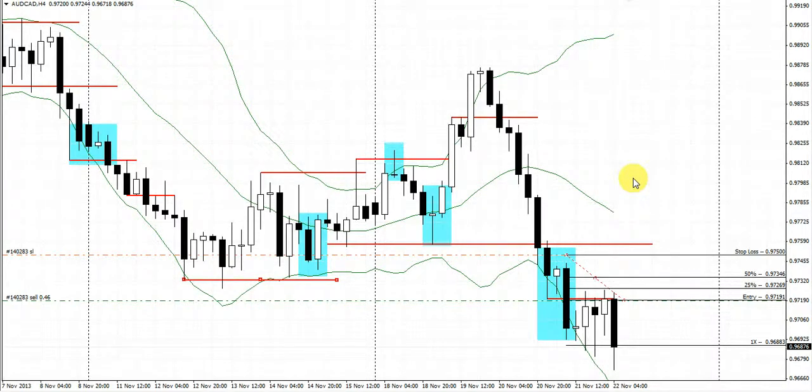Welcome Forex traders. We are looking at the AUDCAD 4-hour time frame here today, which I have just entered the market to the short side based on the horseshoe break pattern that appeared right here a few candles back. So let me talk about this real quick and show you where I entered and talk about the entry.